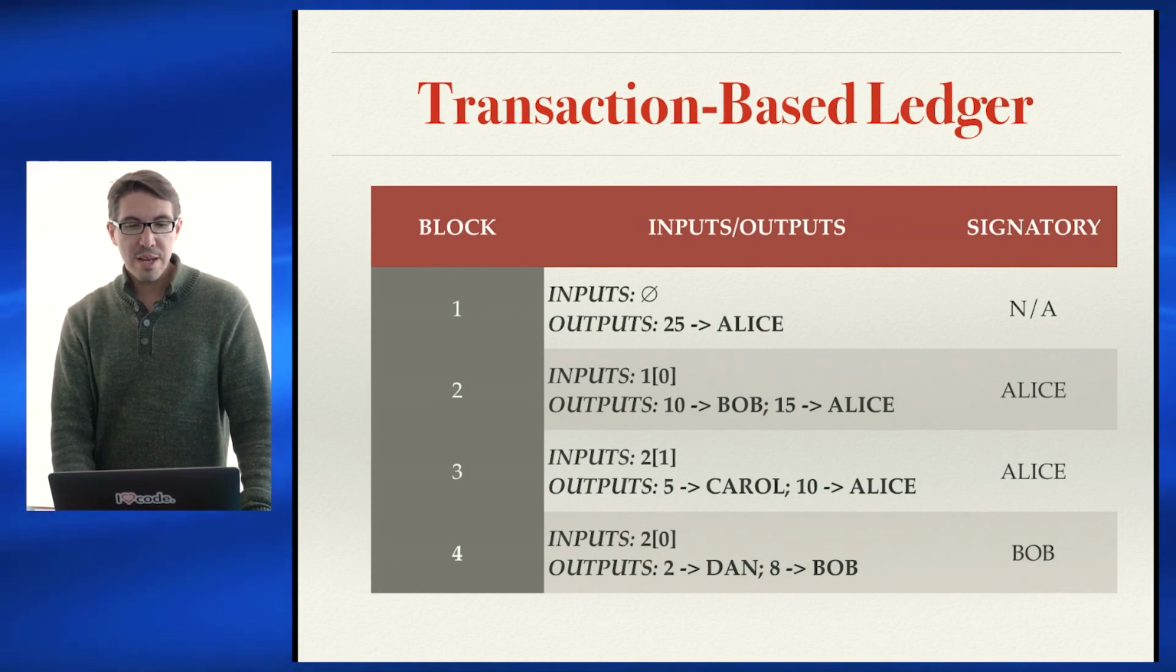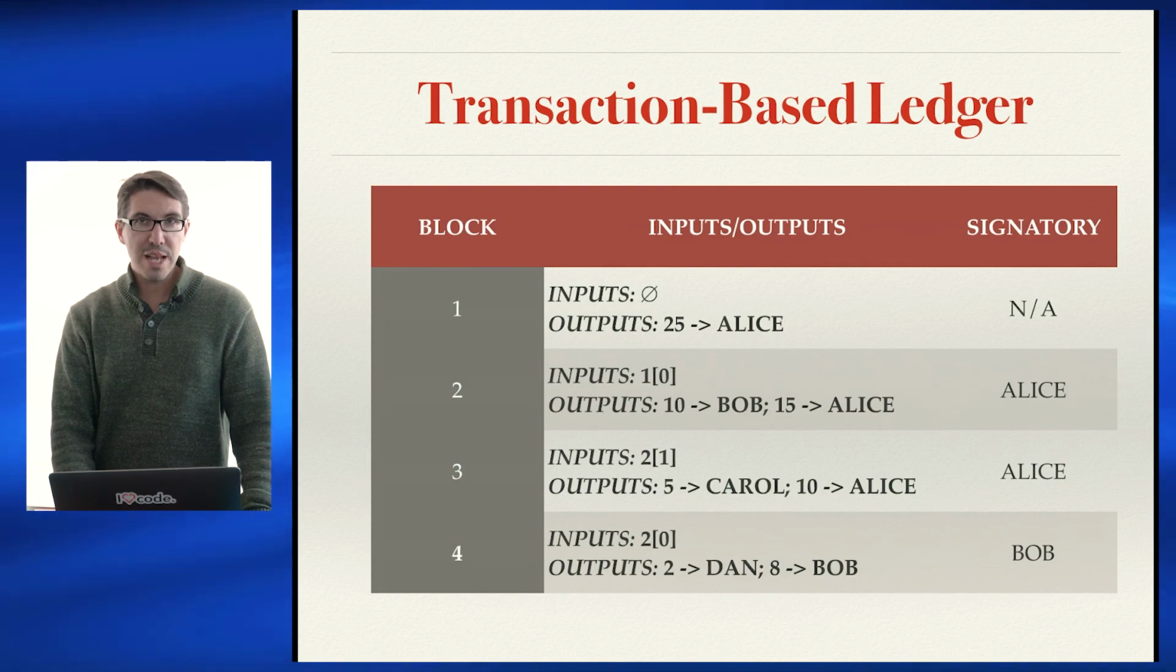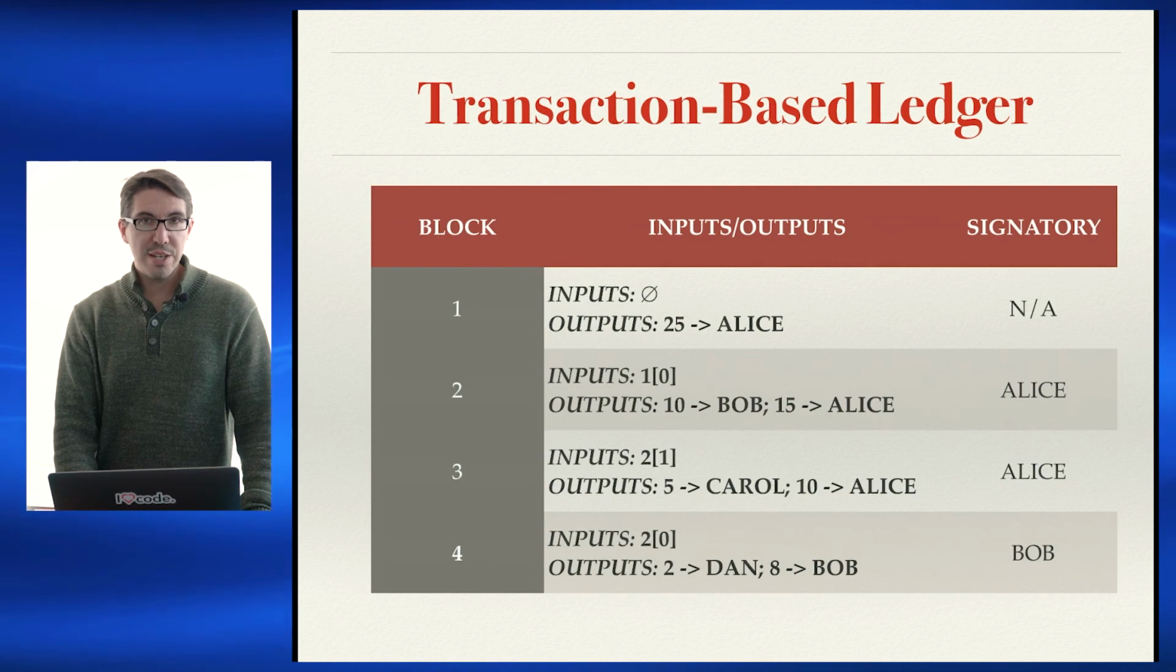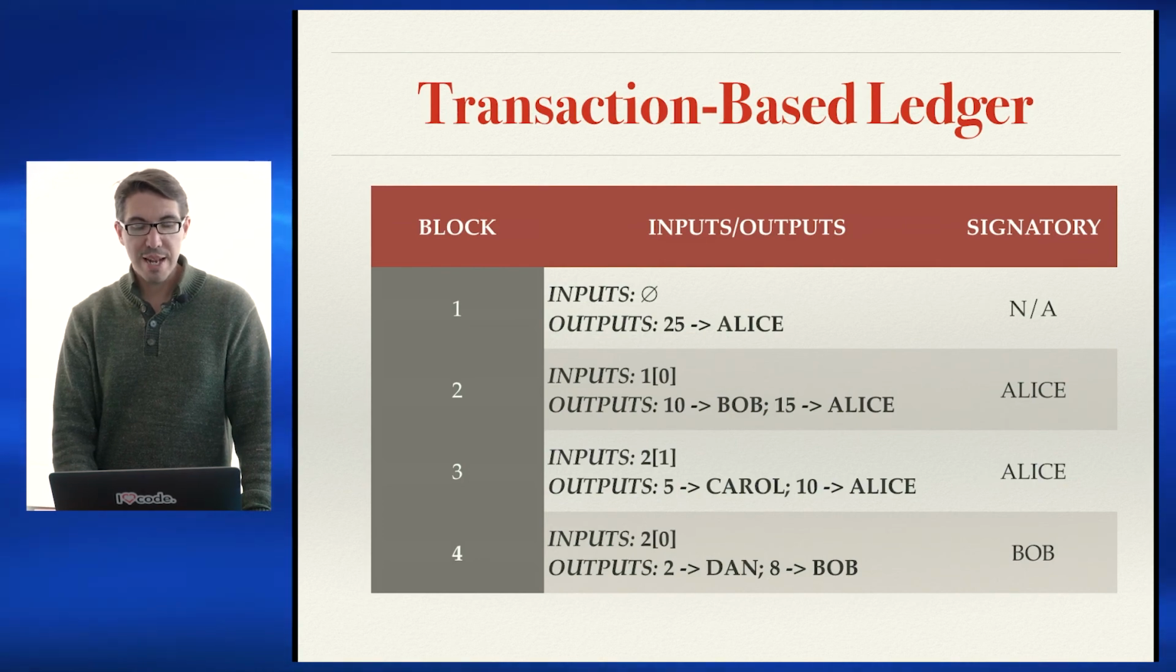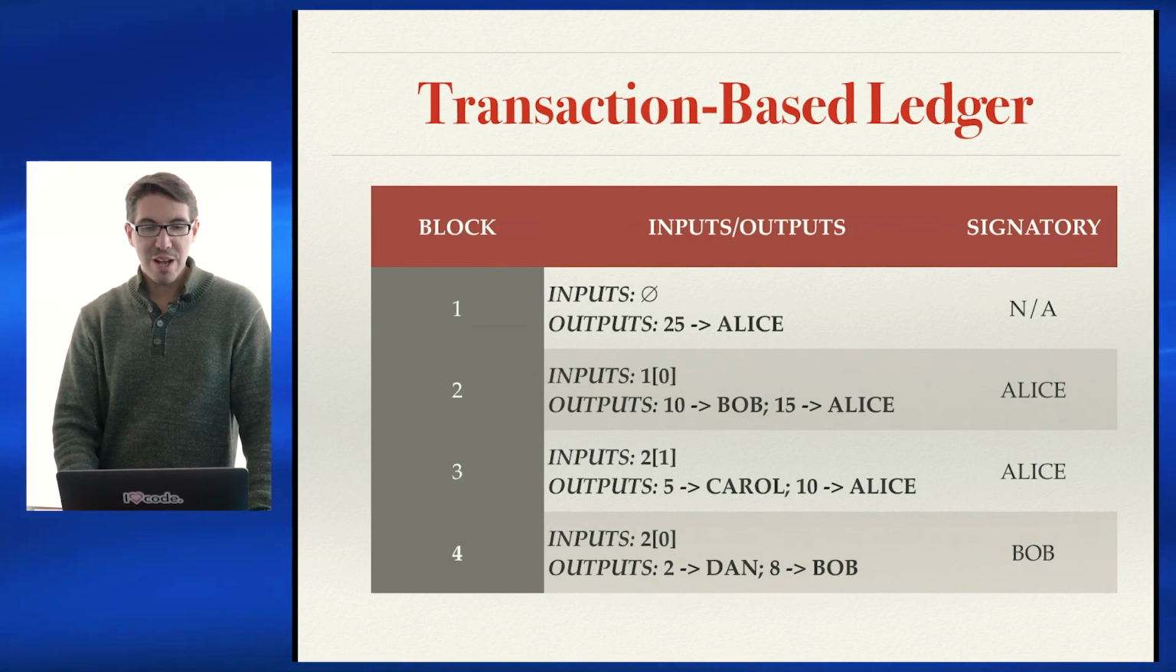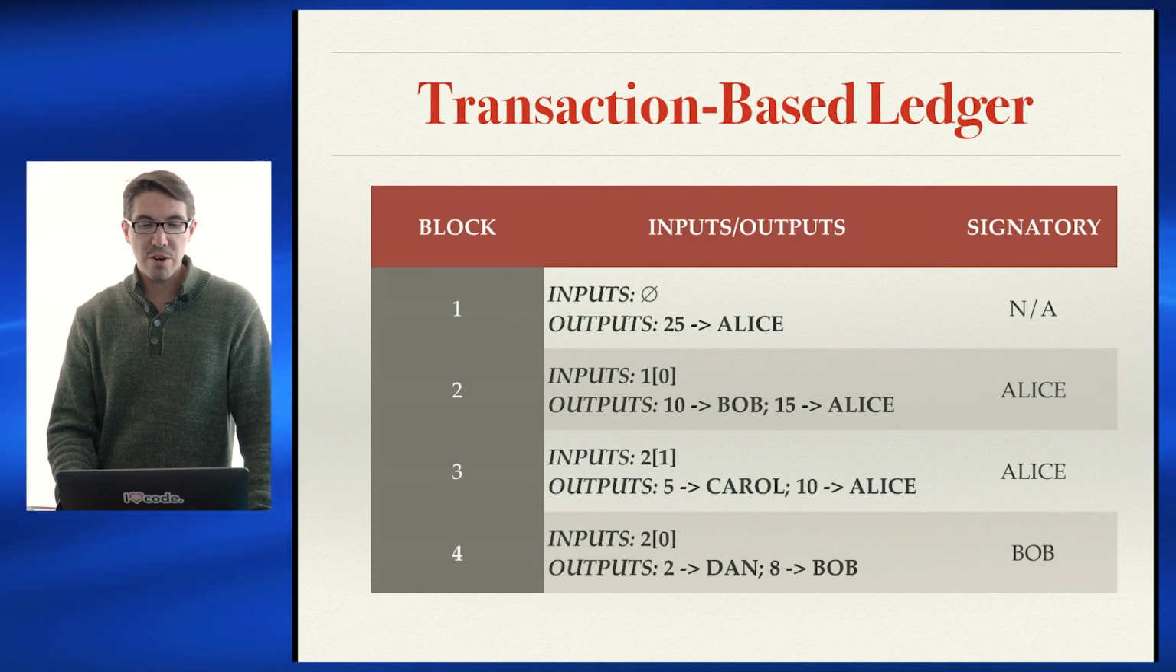For number 3, we're referencing that first output in the second block, 2 sub 1, which is the 10 that Bob now owns, with the output of 5 going to Carol, and then 10 to Alice. Or excuse me, that inputs 1 to 1, which is the second element. Alice has 15, she sends 5 to Carol, and 10 back to herself in change.